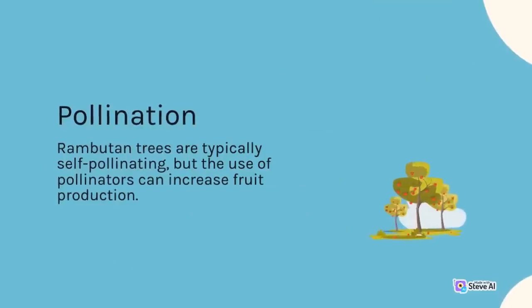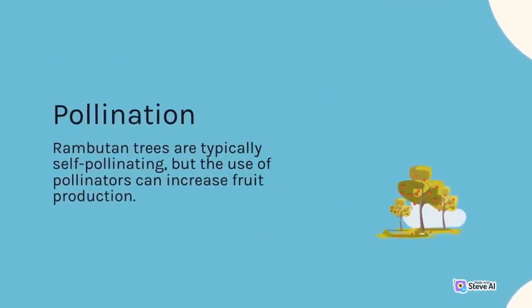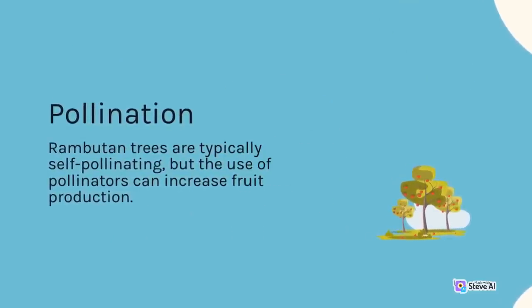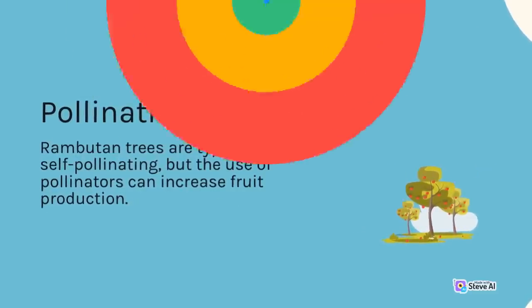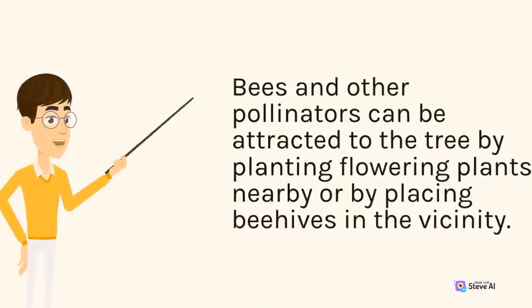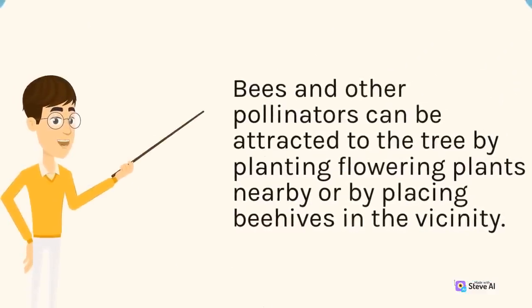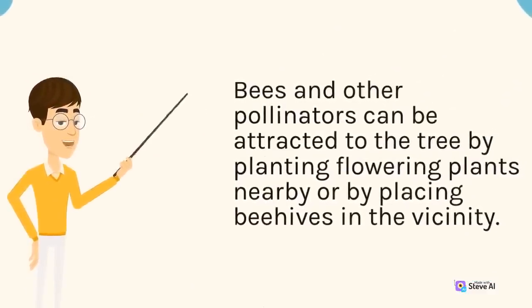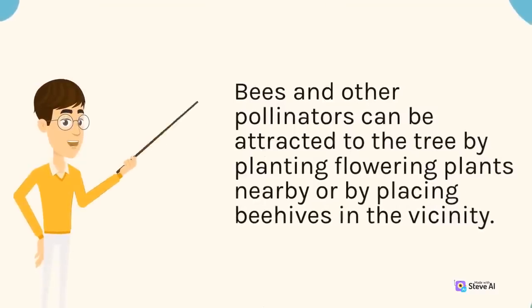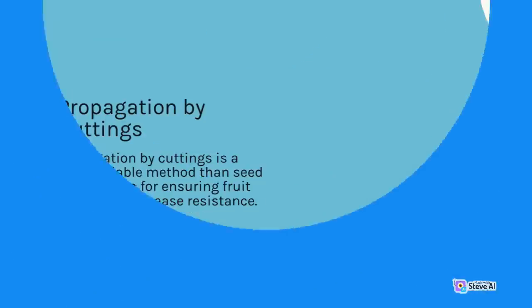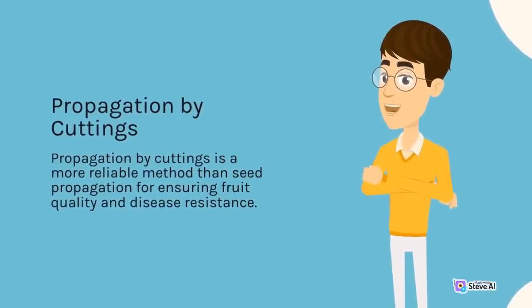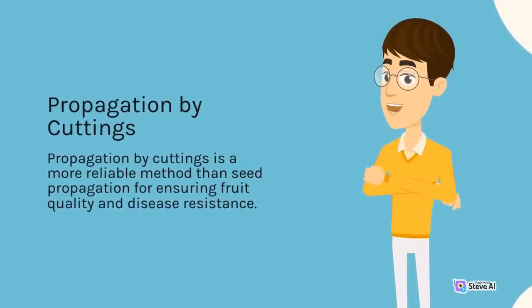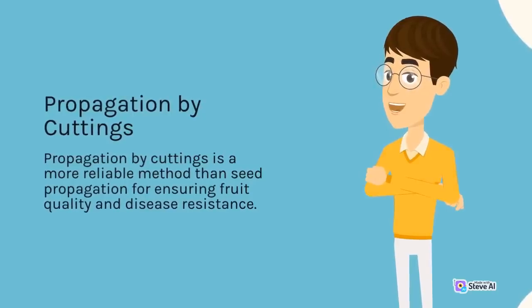Pollination. Rambutan trees are typically self-pollinating, but the use of pollinators can increase fruit production. Bees and other pollinators can be attracted to the tree by planting flowering plants nearby or by placing beehives in the vicinity. Propagation by cuttings. Propagation by cuttings is a more reliable method than seed propagation for ensuring fruit quality and disease resistance.